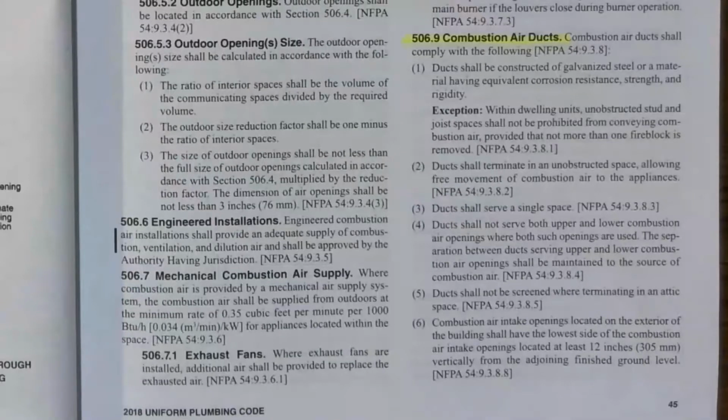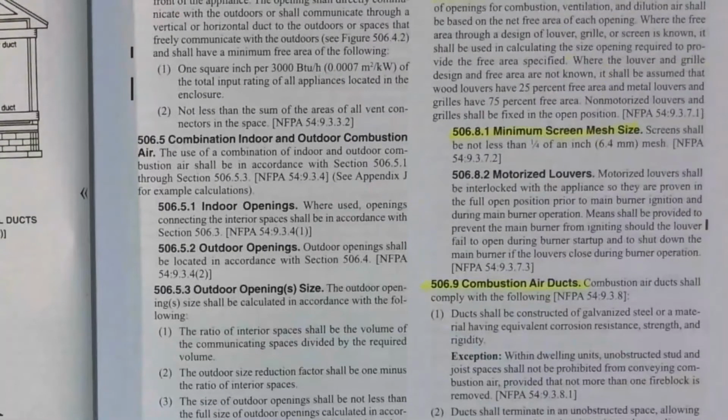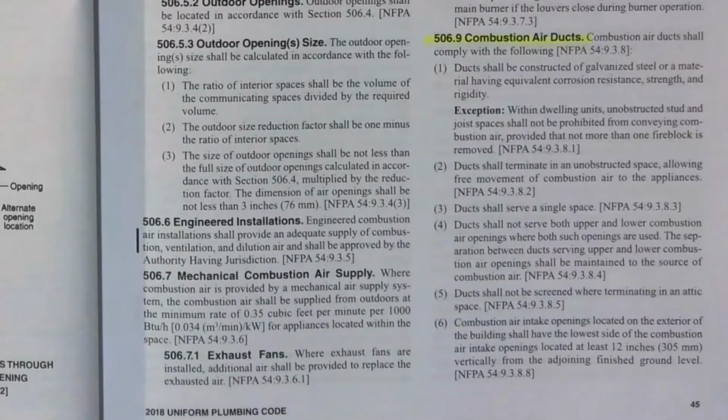So if I'm terminating up in an attic, I have to keep it wide open, okay? No screens. Where it says the screen shall be not less than 1/4 of an inch mesh, where it terminates up in an attic, you're not putting a screen on it, because if it's blown-in insulation, it'll go right over that mesh and block and impede the combustion air from getting in. So it has to be free and open up in the attic.